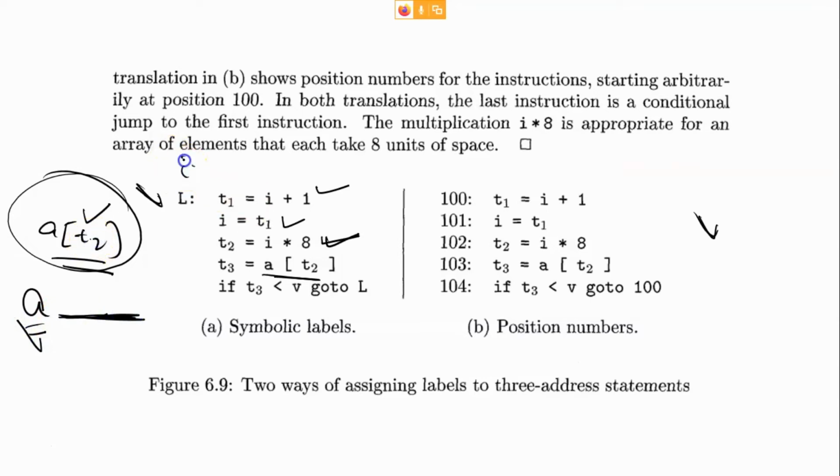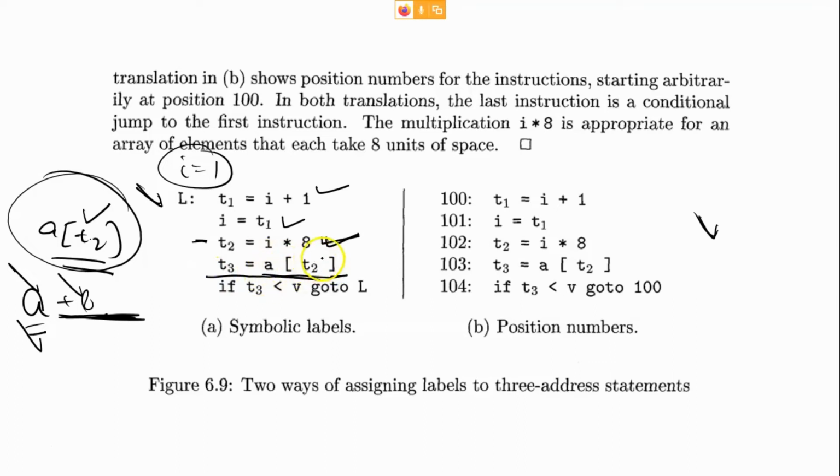For example, let's assume i = 1. Then t2 will be 8 and this will mean a plus 8. This 8 is the displacement from a. So that's why we calculate i into 8, assign it to t2, and then calculate t3 equal to a[t2]. I'm repeating again, this is not the array.